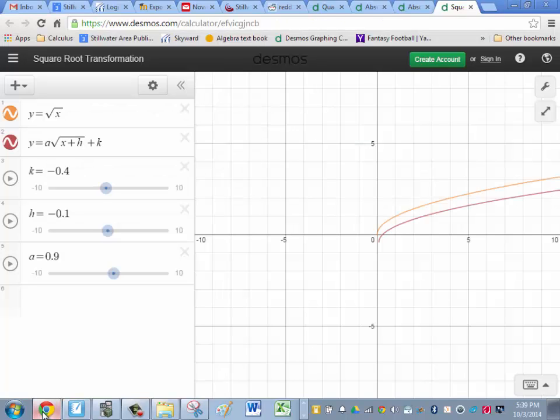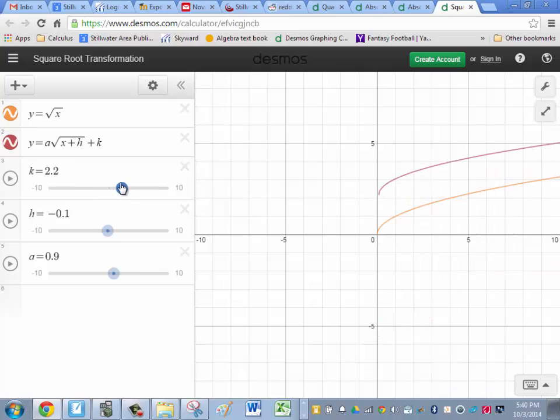Here's my square root function right here, and we're going to just toy around with this. Let's start with the k and see what that does. Well, gosh, isn't that crazy? All of these are doing the same exact thing. It's like a pattern here. It's algebraic patterns, and this is algebra, which is all about patterns. It's doing the same thing. Look, when k is positive, it goes up. When k is negative, it goes down.